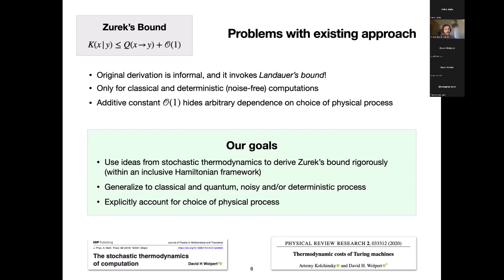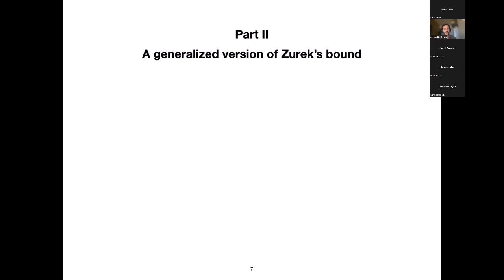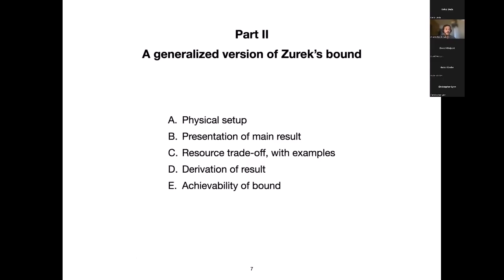Great, so let me proceed to part 2, which is basically the result and associated things. So I'll talk about the physical setup I consider, the main result. I'll discuss a resource trade-off that is implied by the main result, and I'll provide some examples. And I'll go over the derivation, and I'll briefly touch upon the achievability of the bound.